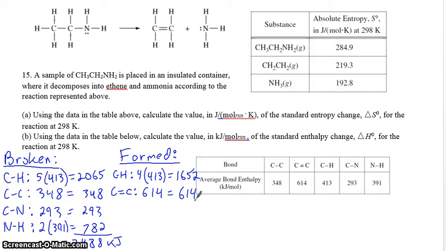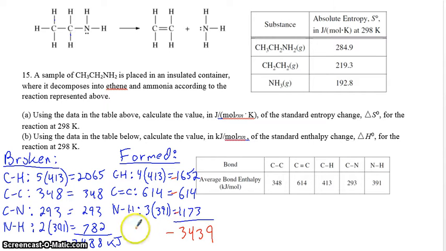We're going to form 1, 2, 3 NH bonds. Each NH bond, again, is 391. There's 3 of them, so 391 times 3. We got a total here of 1173. If we total these up, all of these are negative, because anytime you form a bond, heat is released. So these are negative values. The total is negative 3439.